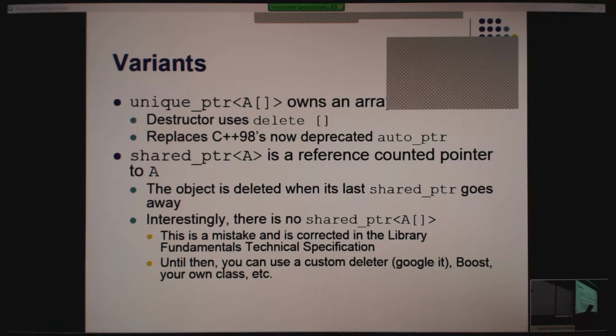Interestingly, there is no shared pointer for arrays. Okay. You know the reason for that? It's because we're idiots on the standard committee, right? There is no reason for that. So this is corrected in the library fundamentals technical specification, which will eventually end up in C++17. Until then, you can use a custom deleter. Say Google it. There's a boost scoped array class. You can do your own class.